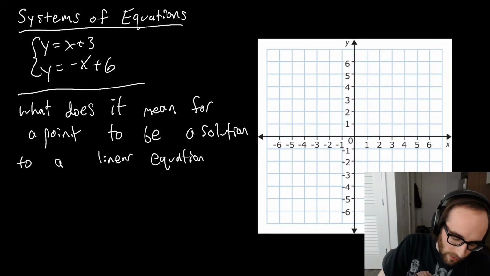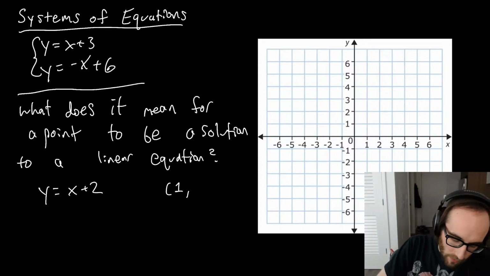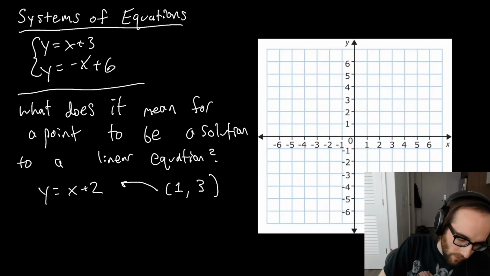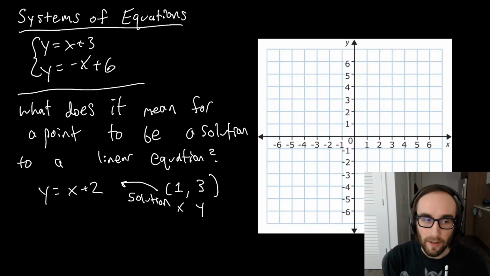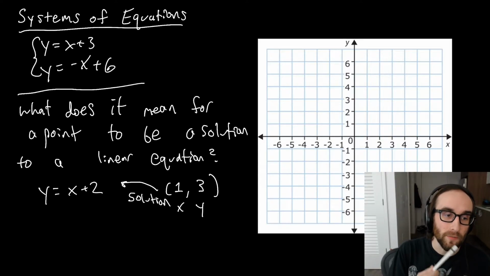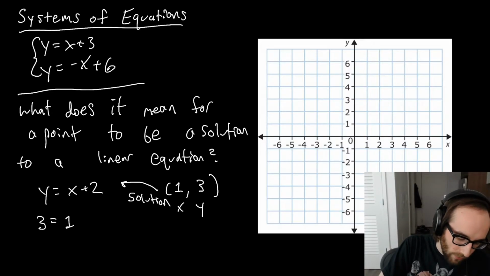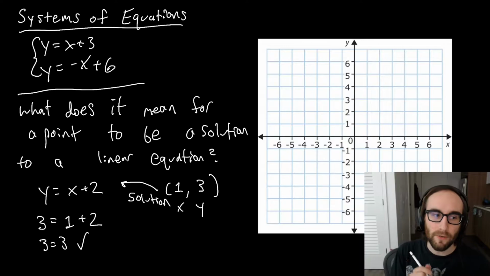For example, if we have the equation y equals x plus 2, and we have the point (1, 3), what does it mean for this point to be a solution to that equation? Well, what it means is that when we plug in those two values for x and y, it satisfies the equation. So a solution just means it satisfies the equation or makes the equation true. So if we plug in 3 for y, plug in 1 for x, we get 3 equals 3, which is true.